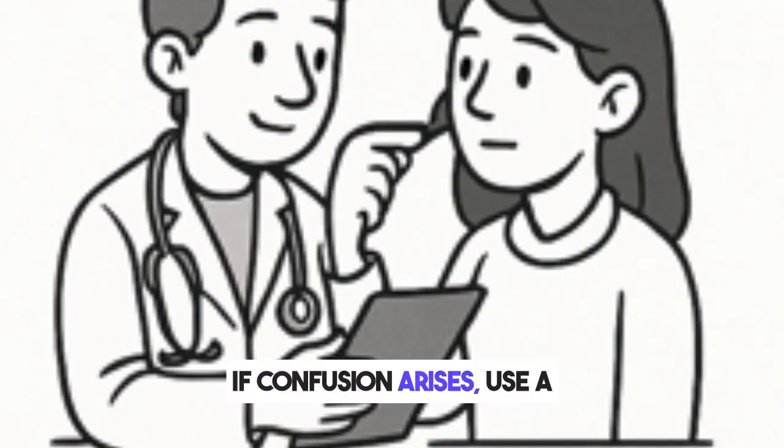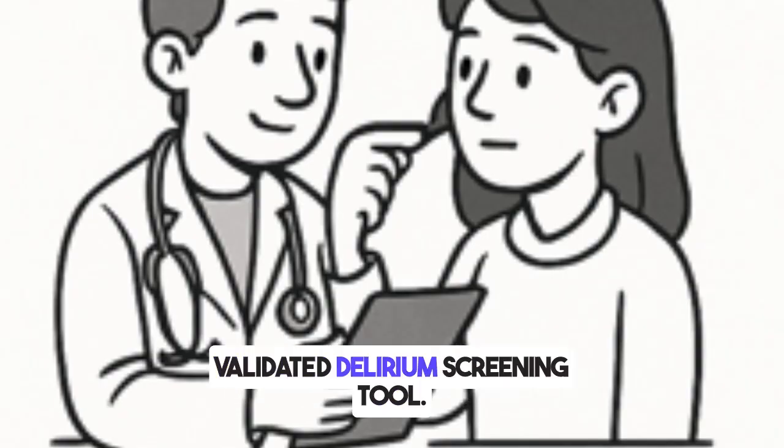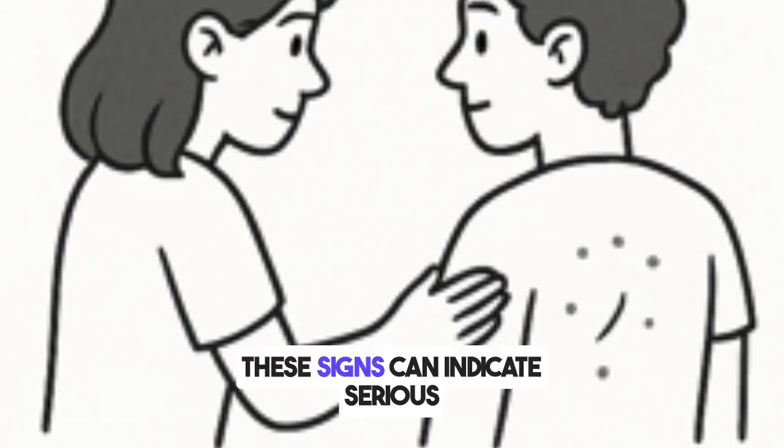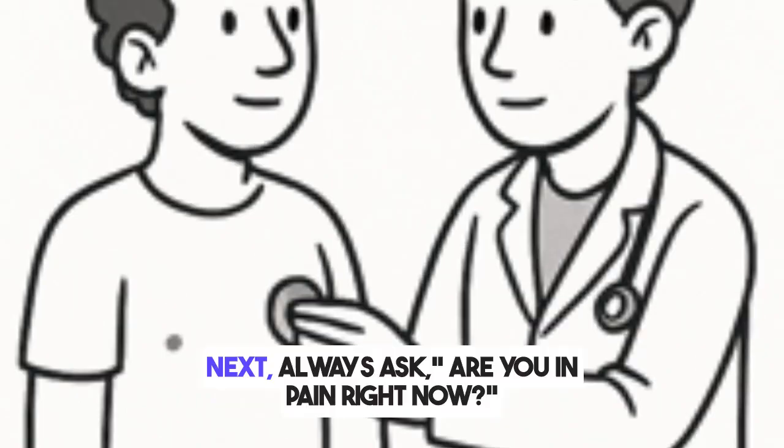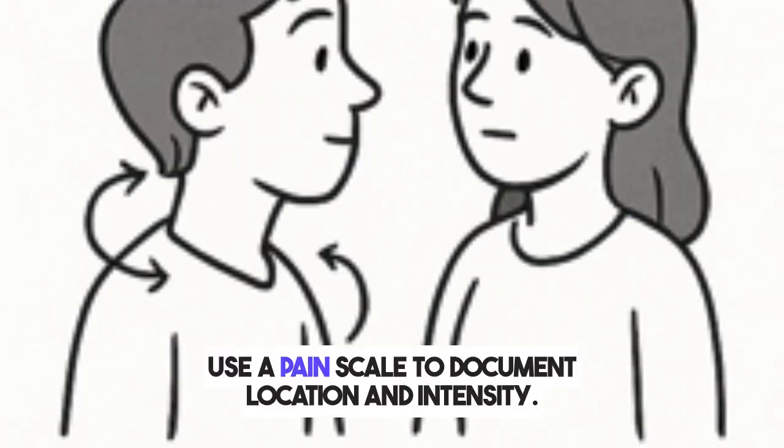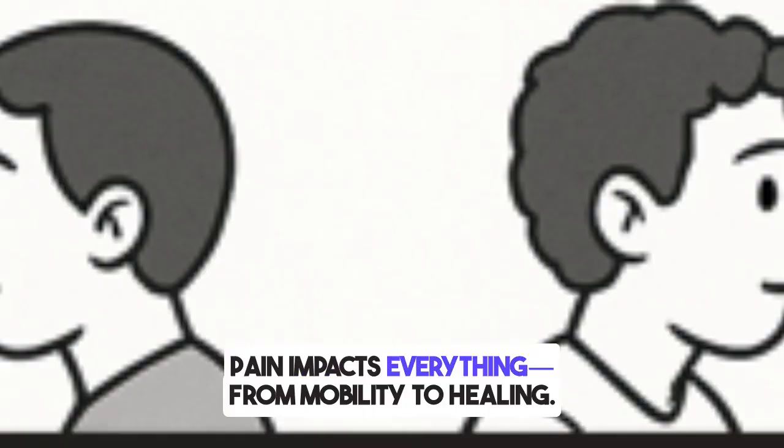If confusion arises, use a validated delirium screening tool. These signs can indicate serious issues. Never overlook them. Next, always ask, "Are you in pain right now?" Use a pain scale to document location and intensity. Pain impacts everything, from mobility to healing.